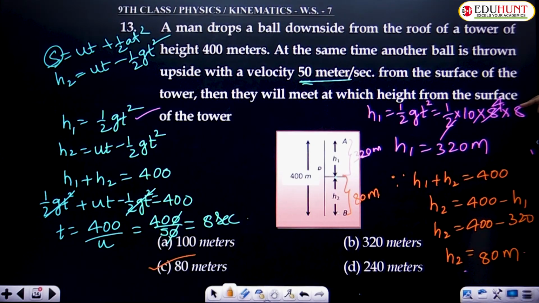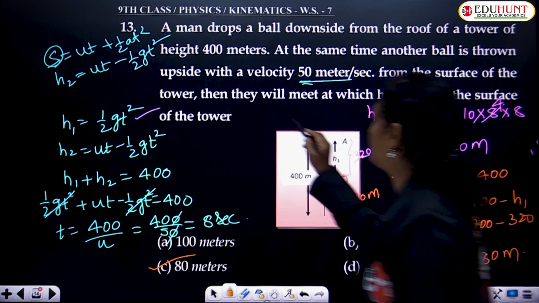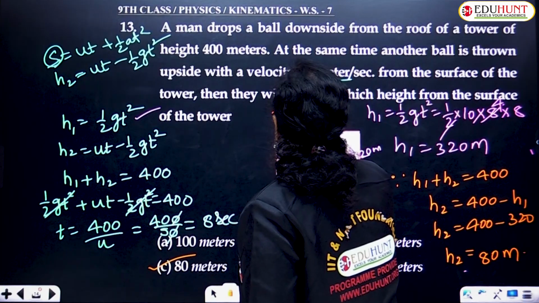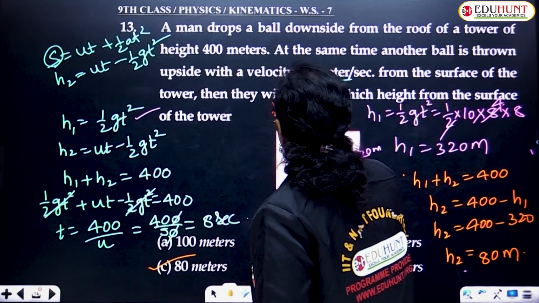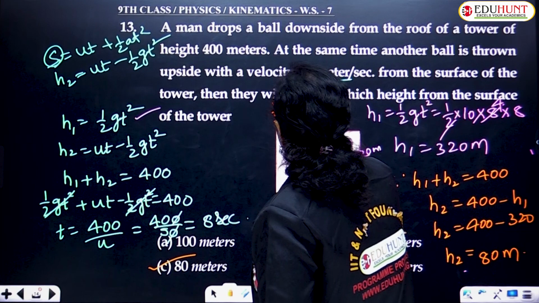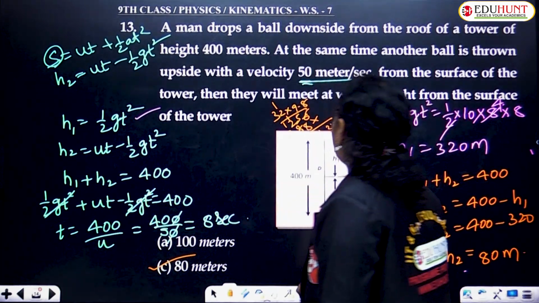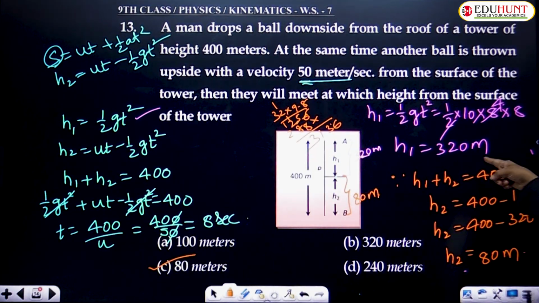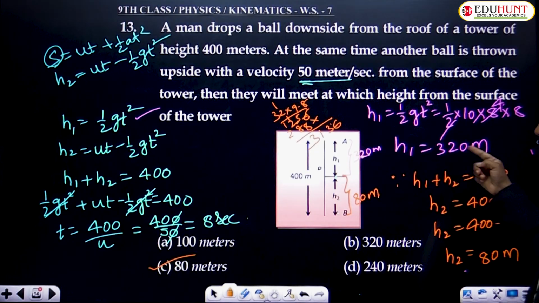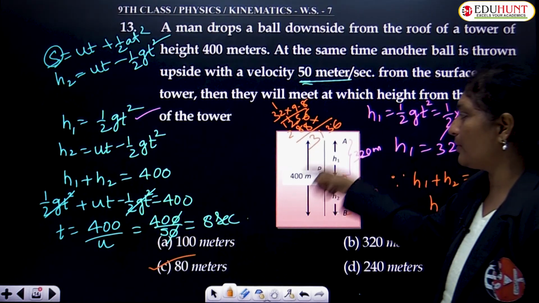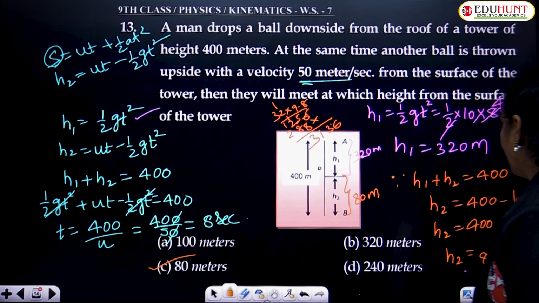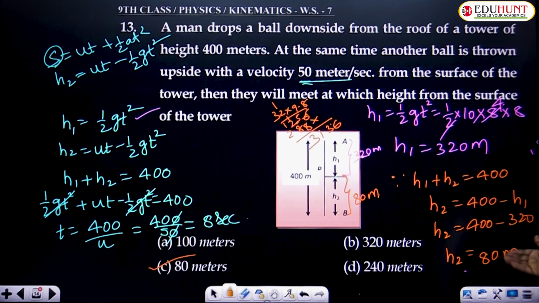Children, look here. If you substitute 9.8 here, then you get 32 into 9.8. How much would it be? 32 into 9.8 is something like 313.6, but here we got it as 320. If you subtract 313.6 from 400, you may get something like 88 point something, and no such option is there.